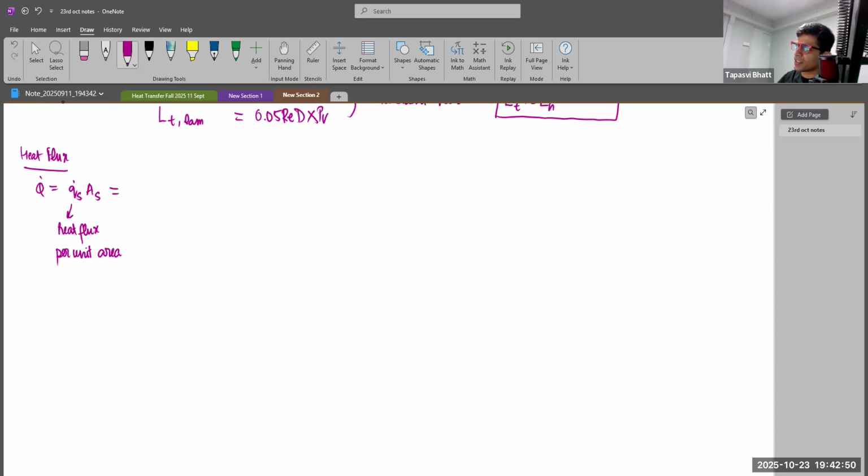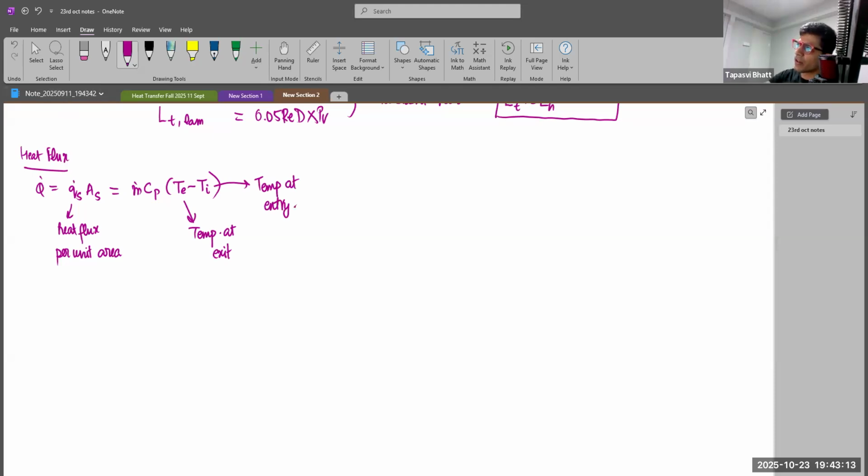Okay. So Q dot is m dot Cp (Te minus Ti). Te is the temperature at the exit, temperature at exit. And this is the temperature at entry.